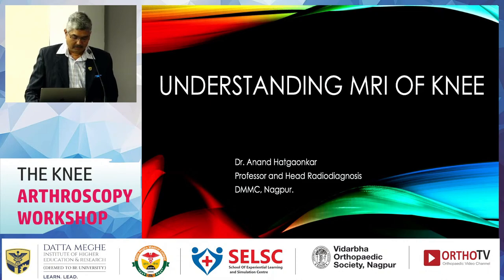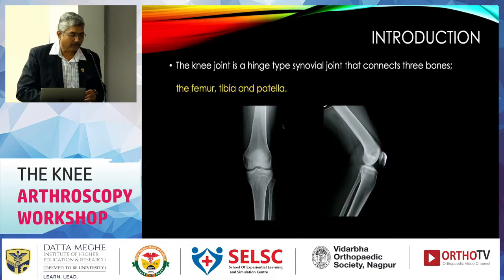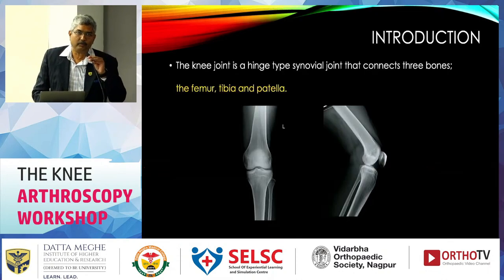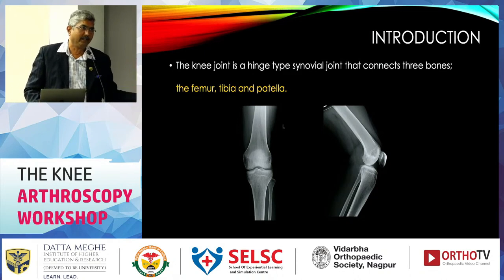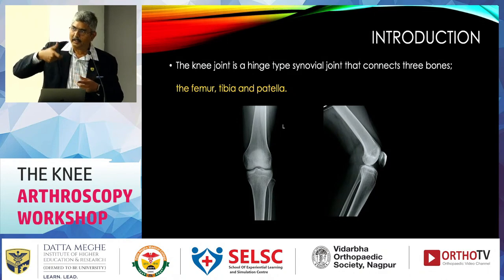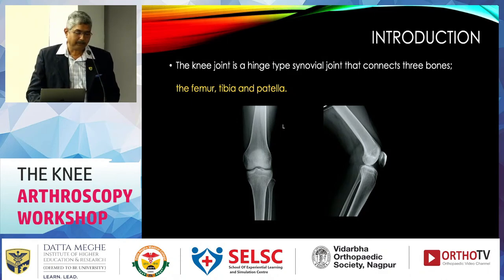Knee joint actually is a really simple joint. It is a hinge type of joint, all of you know. Common movements are flexion and extension. So hinge, it is moving in only one plane. It is a synovial type of joint.